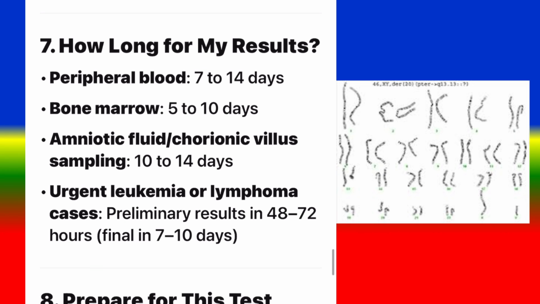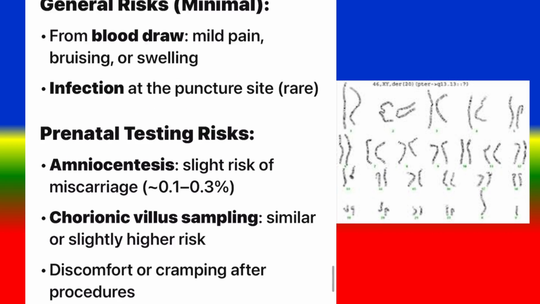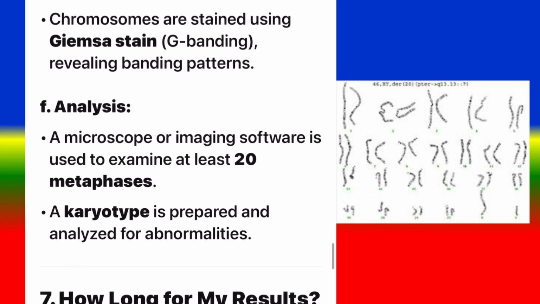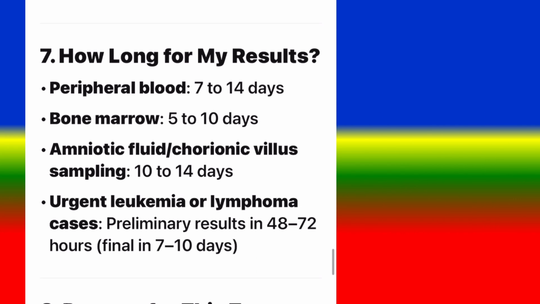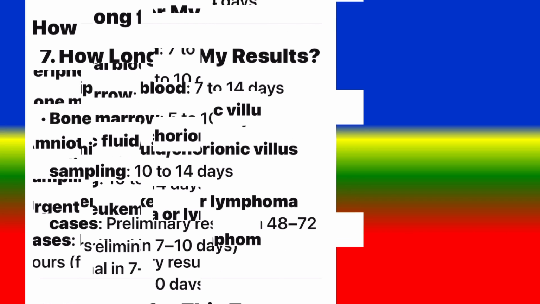7. How long for my results? Peripheral blood, 7 to 14 days. Bone marrow, 5 to 10 days. Amniotic fluid, chorionic villus sampling, 10 to 14 days. Urgent leukemia or lymphoma cases: preliminary results in 48 to 72 hours, final in 7 to 10 days.